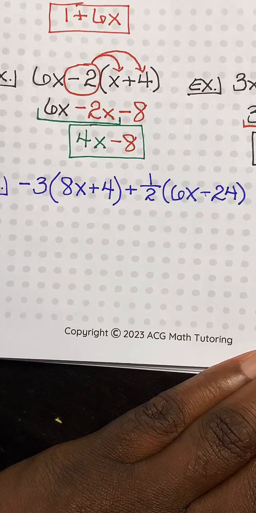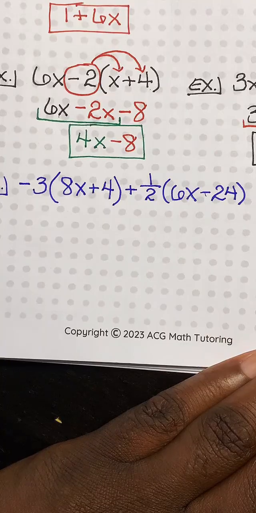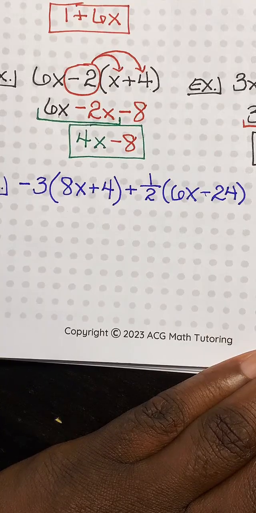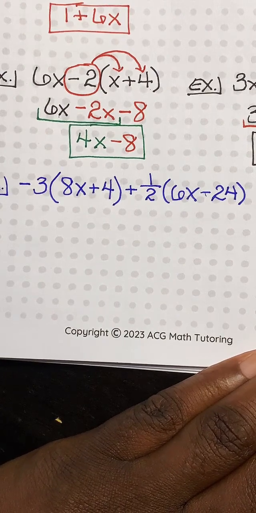All right. So no matter how long the problem is, it means half of 6 and half of 24. There you go. There it is.